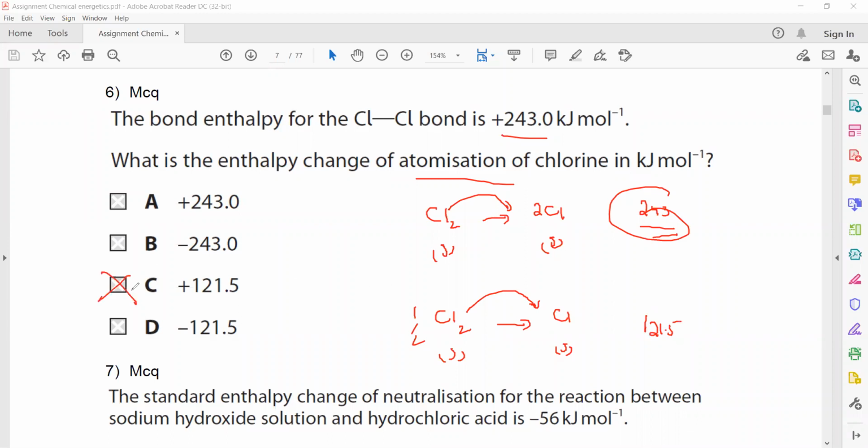And it should be a positive value. Why will it be a positive value? Because atomization is endothermic. That's why it is a positive value.